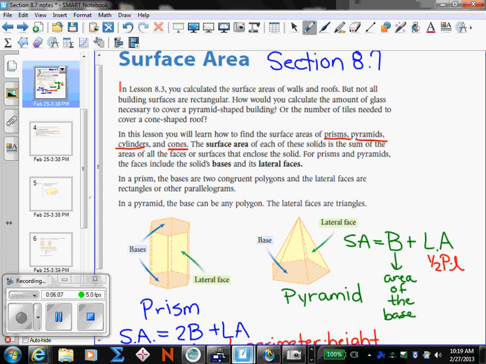So the prism and pyramid we've talked about. The cylinder will be just like the prism, but our bases will be circular, and the cone will be just like the pyramid, except the base is again a circle. So the surface area of each of these solids is the sum of the areas of all the faces. Okay, so identify the bases and then identify the lateral faces.